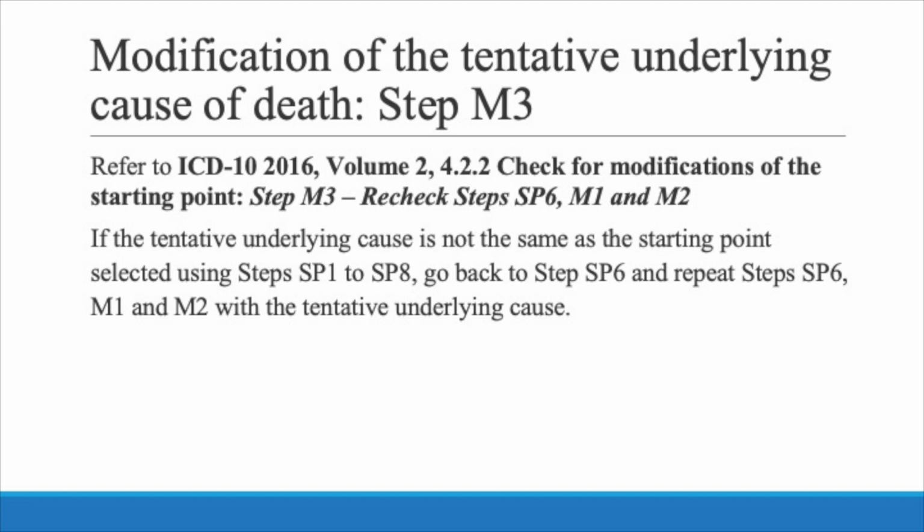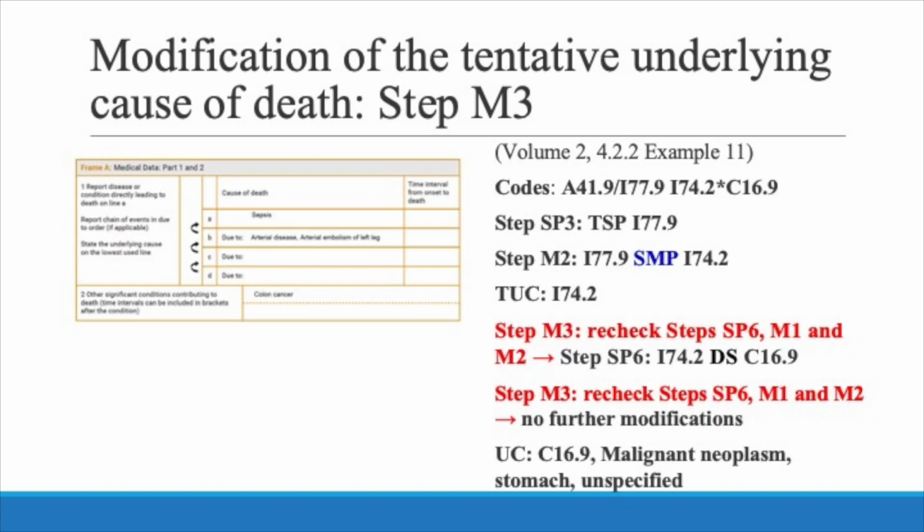From section 4.2.2 of ICD-10 Volume 2, if the tentative underlying cause is not the same as the starting point selected using steps SP1 to SP8, go back to step SP6 and repeat steps SP6, M1, and M2 with the new tentative underlying cause. In other words, if the tentative underlying cause is modified and is not the same as the initially selected one, steps SP6, M1, and M2 must be rechecked for further modifications of the new tentative underlying cause. On this slide, you'll see a detailed explanation of example 11 from Volume 2, step M3.